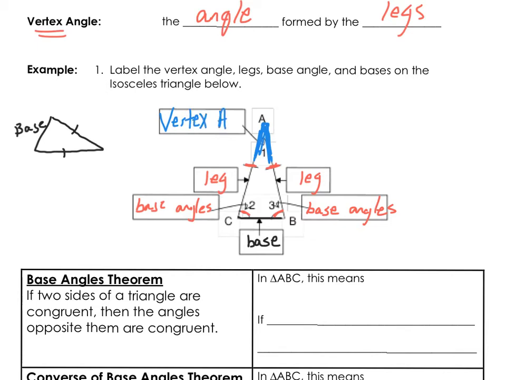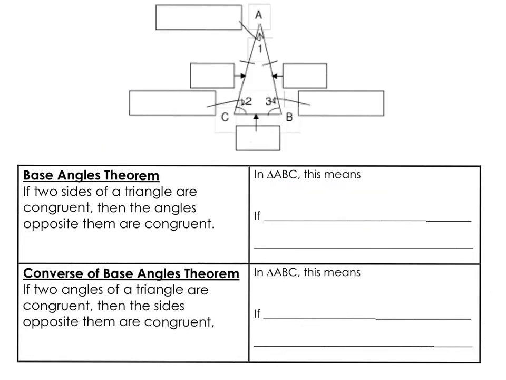Now, once again, you're not always going to find the vertex angle at the top of your isosceles triangle. In this triangle on the left, right here, we have the vertex angle. So just keep that in mind. Next, we have the two theorems in this section. So the first one is the base angles theorem.